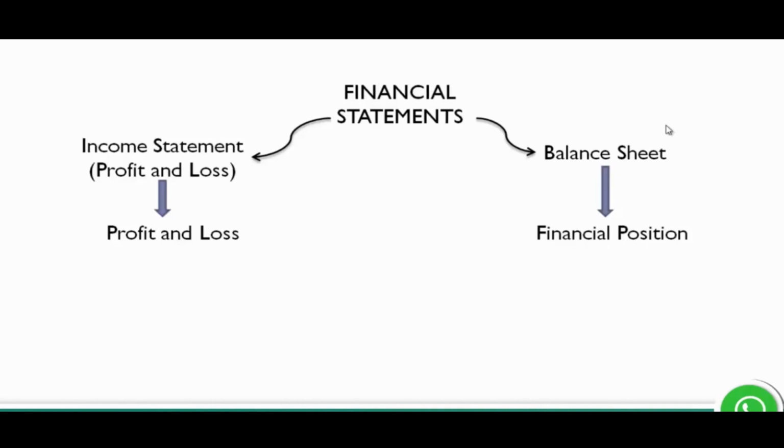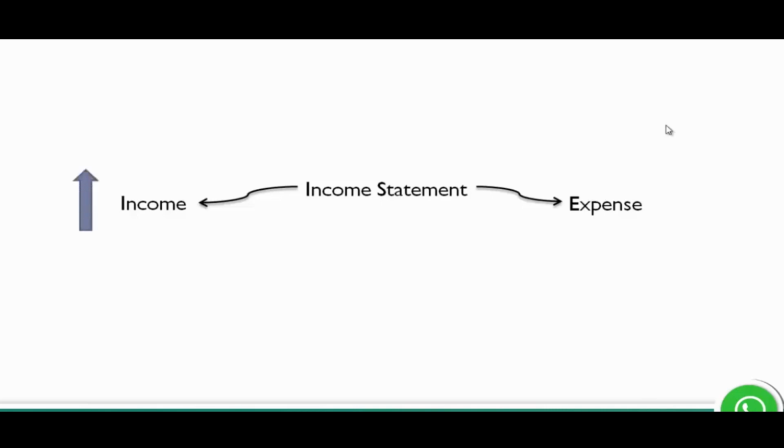Now we'll see a little bit on the income statement, that is, the profit and loss statement. The income statement talks about all the incomes, and it also talks about all the expenses. So it is not only going to give you the income, it will also give you the expenses. And if income is more than expense, it is called profit, and if expense is more than income, it is called loss. So it's simple, it's very logical.